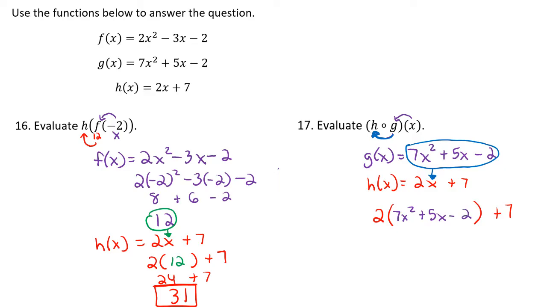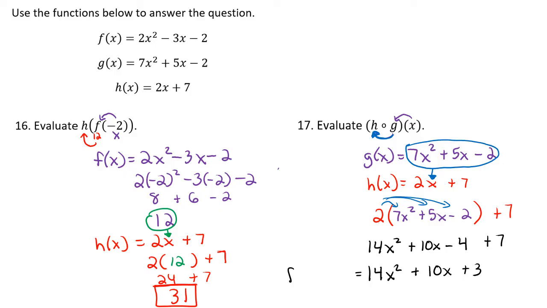Now I'm just going to clean up the equation. I'm going to distribute the 2 because it's in front of parentheses. So I'm going to end up with 14x squared. 2 times 5x is 10x. 2 times negative 2 is negative 4. And then I have my plus 7. I'm going to combine like terms. Negative 4 plus 7 is positive 3. And that is our new function, f of g of x.